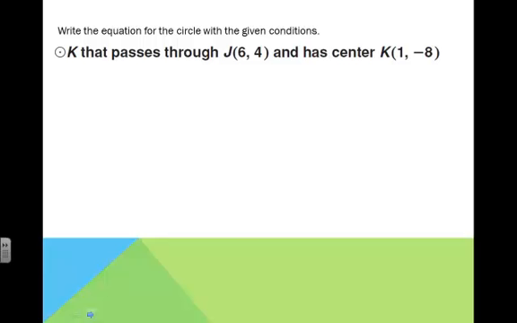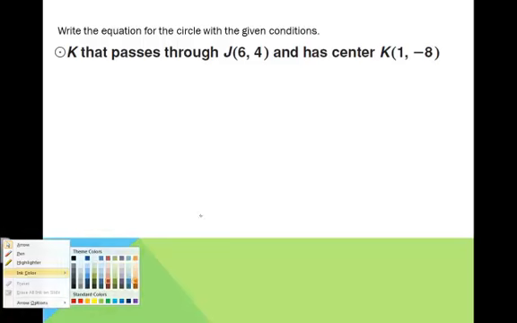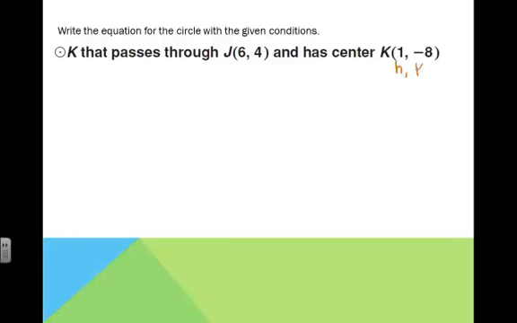Let's write the equation for the circle that passes through (6, 4) and has a center at (1, −8). So if our center is at (1, −8), that means this is h and this is k, but they don't tell us our radius. So all we know is it goes through this point. So here's how I do those. I'm going to set it up without knowing my radius.